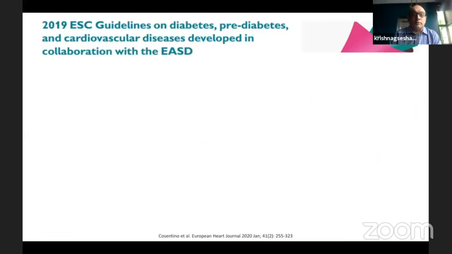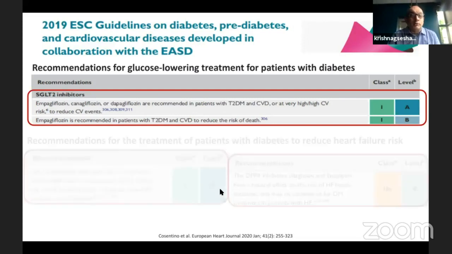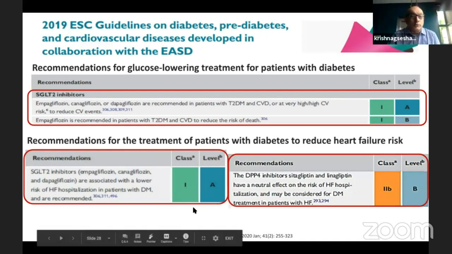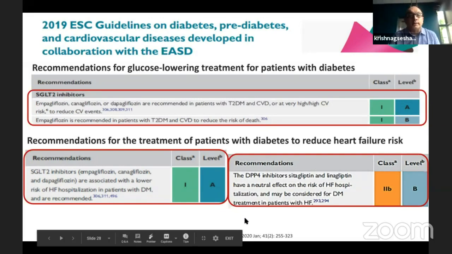So let's put this together in terms of guidelines. You'll realize that SGLT2 inhibitors, CANA, DAPA, are recommended in patients with type 2 diabetes and CVD at very, very high CV risk. And empagliflozin is recommended to reduce the risk of death, so the mortality benefit that showed in the EMPA-REG trial showing up. And remember that the ESC was looking at it even without metformin. And to reduce heart failure, any of the SGLT2 inhibitors, you have a class 1 level A. And they say that the DPP-4 inhibitors, SITA and LINA, are neutral. Remember that SAXA has that.